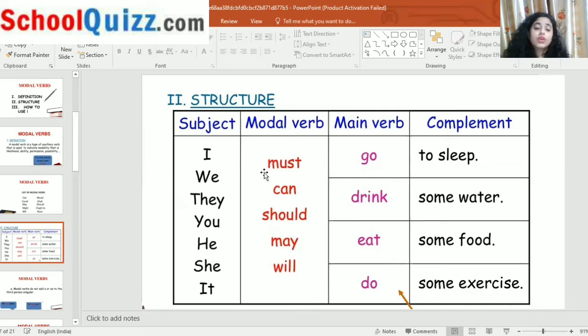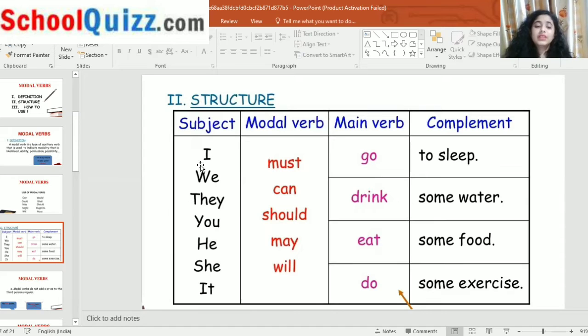So I'm framing one sentence for you. I must go to sleep. Here must is the modal verb, go is the main verb, and to sleep is the complement. And I is most importantly the subject. Similarly, there are a few sentences. We can drink some water. They can drink some water. You should drink some water. He may eat some food. She will do some exercise.